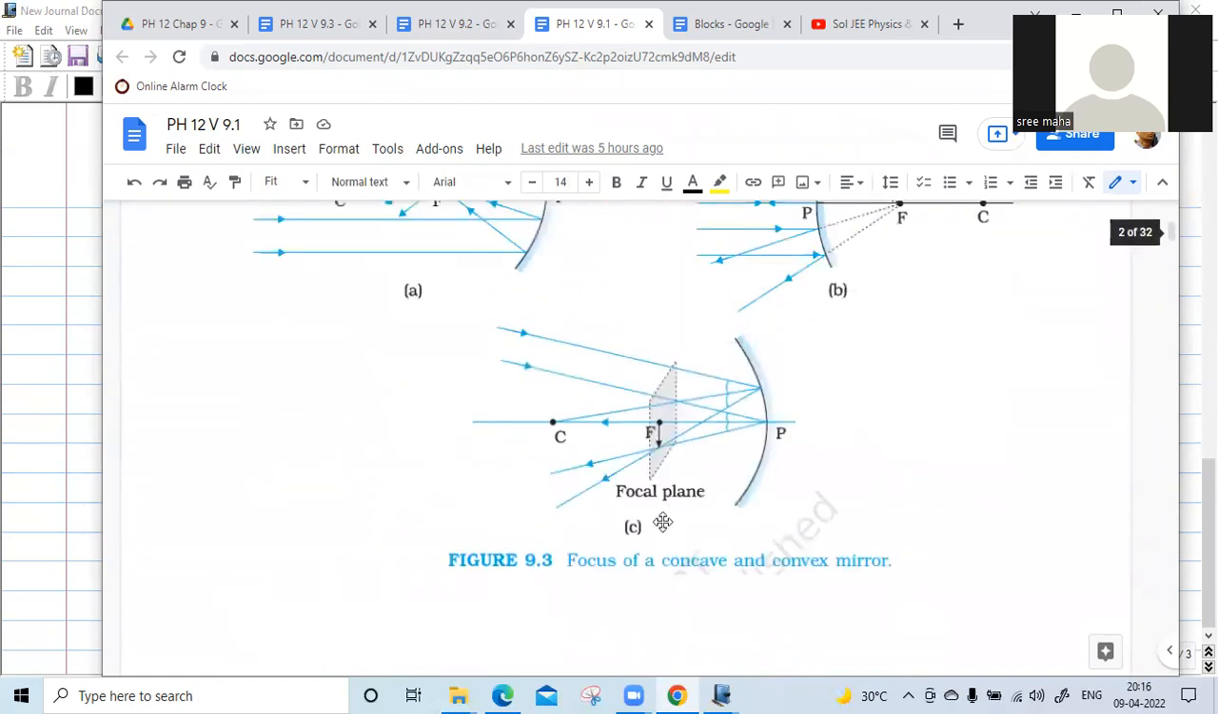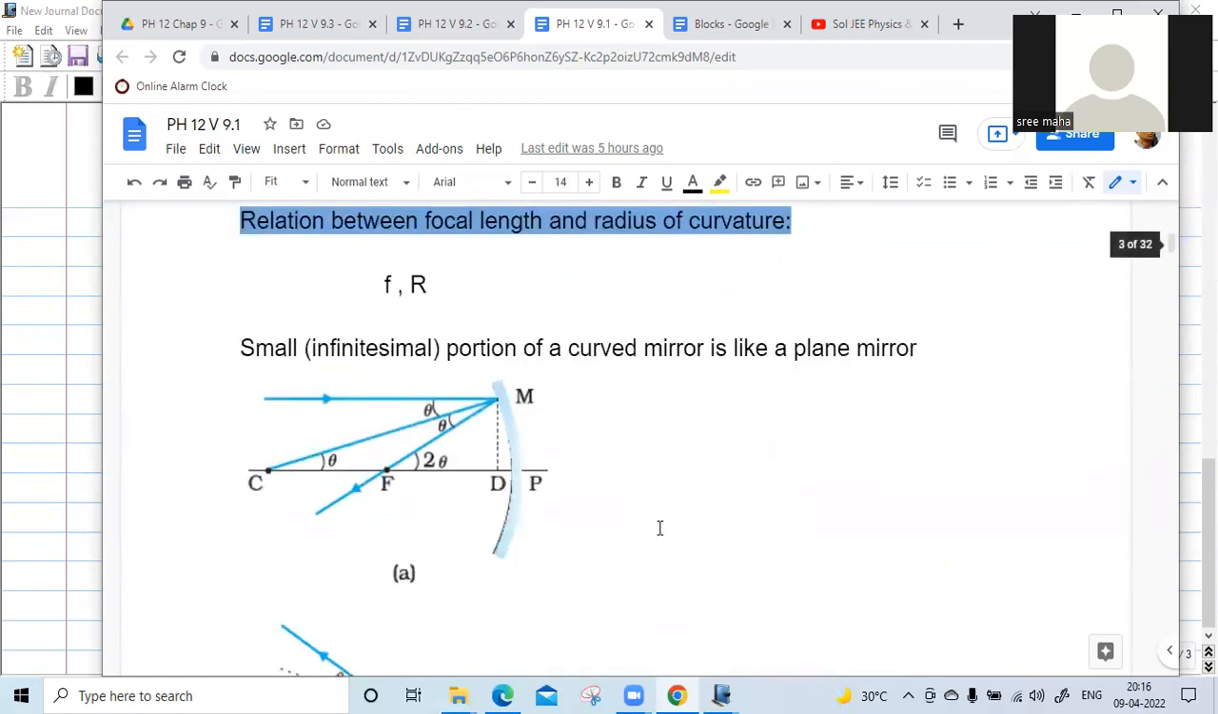So this is a spherical mirror. Basically, there will be a relation between the focal length, measured from the pole, and the radius of curvature of this spherical surface. So you can have an understanding: if the radius of curvature R is more, the mirror will be more flat, right?